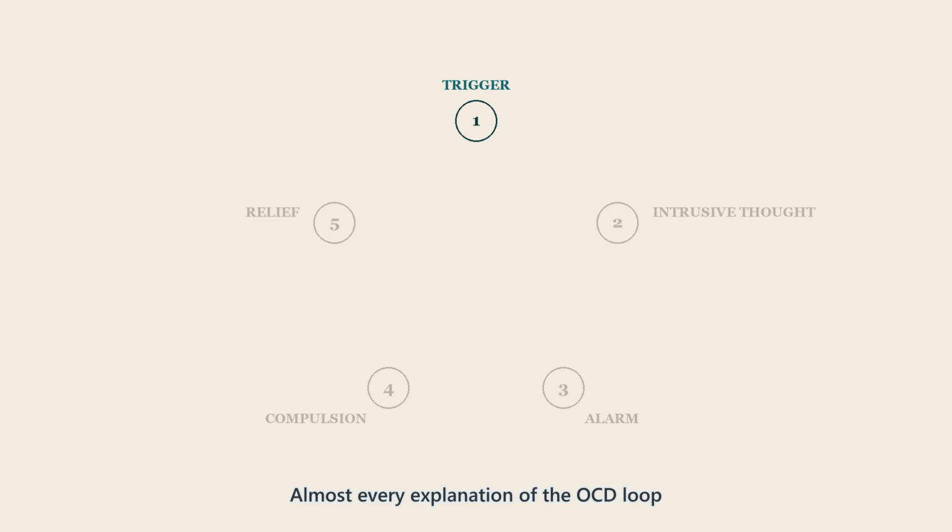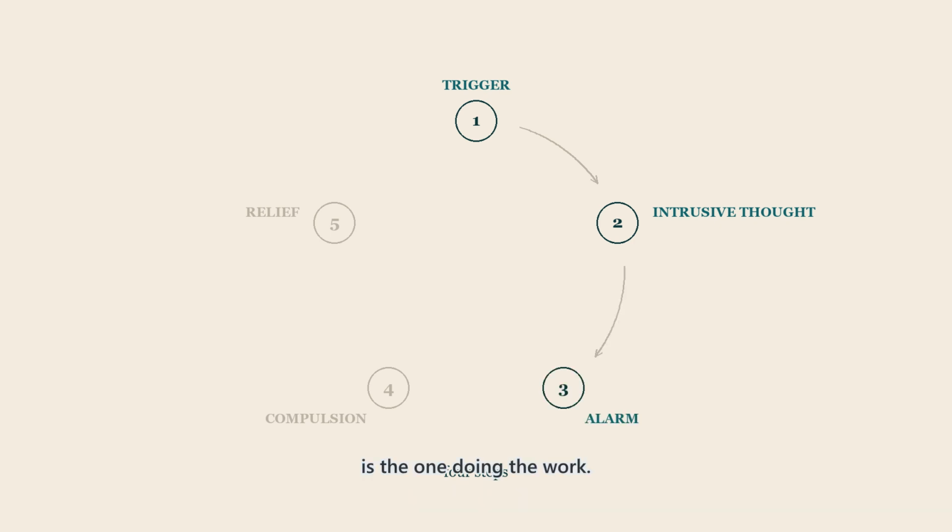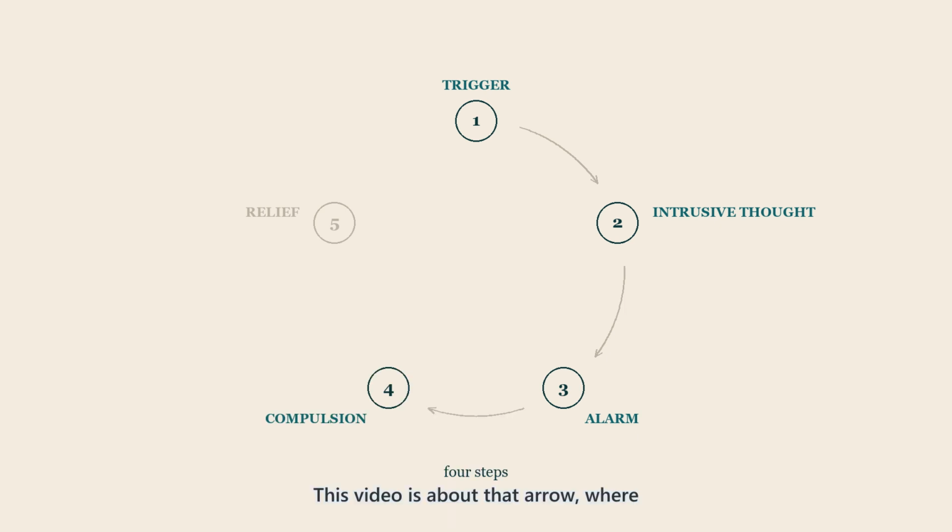Almost every explanation of the OCD loop draws 4 steps: a trigger, an intrusive thought, alarm, then a compulsion. There is a 5th step, and it is the one doing the work. It is the short arrow that runs from the compulsion to relief. This video is about that arrow, where the relief comes from, why it gets shorter, and what response prevention asks you to do with it instead.